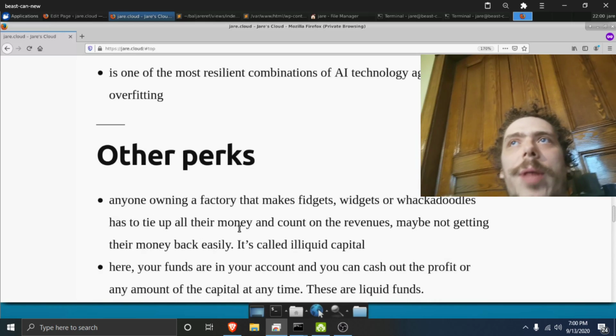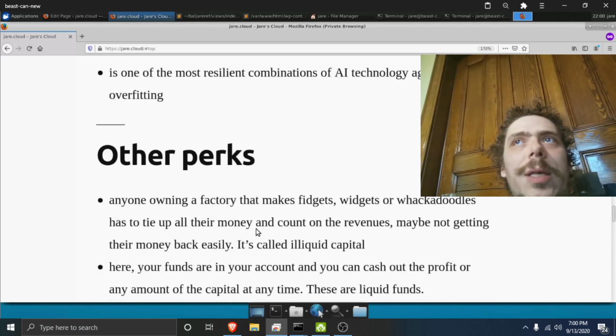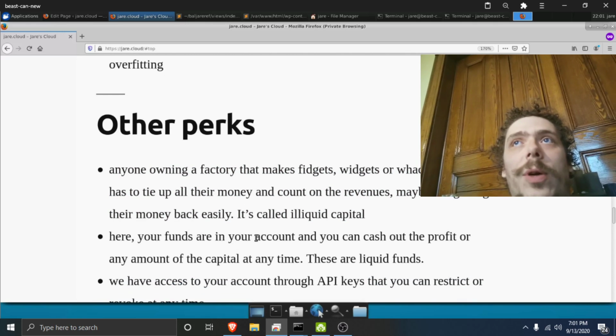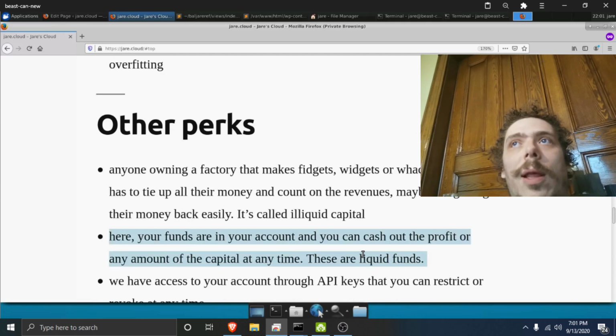Anyone owning a factory that makes fidgets, widgets, or wackadoodles has to tie up all their money and count on the revenues, maybe not getting their money back easily. That's called illiquid capital. It's not liquid, it's illiquid. Here, with me, your funds are in your account. I don't even have access to it. And you can cash out on the profit or any amount of the capital, any amount of money you can take out at any time. These are liquid funds. That means that you have access to it. It's like water. You can move it around, right?